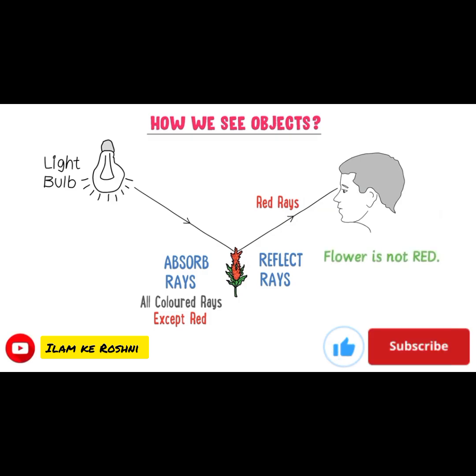Remember that the flower is not red in reality. It looks red because it absorbs all light rays and reflects back only red light rays which enter into our eyes and we see a red flower. Therefore, we say that by the help of reflection, we see different things in the universe.